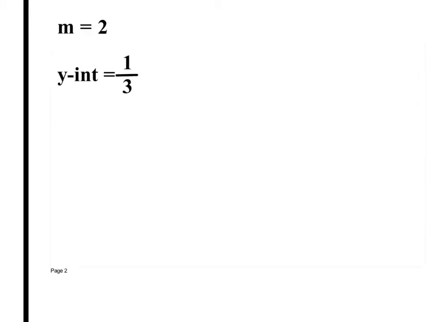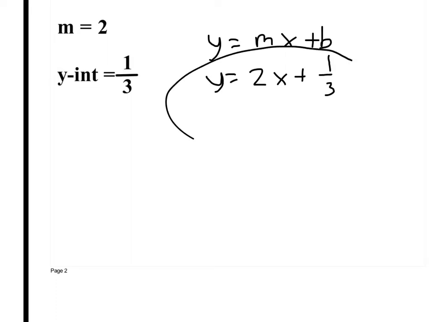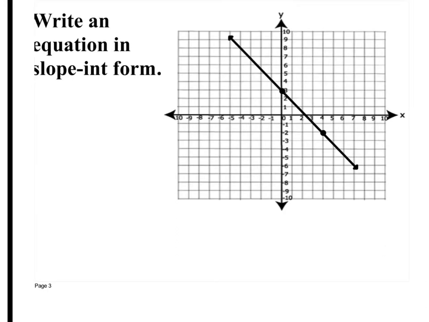They tell me my slope is 2, my y-intercept's 1/3. So I base it off of this. Y equals mx plus b. And I put 2 in for m because that's my slope. And I put 1/3 in for b because that's my y-intercept. And I'm done. Write this down and then draw this line in the graphs that you should have in your notes.